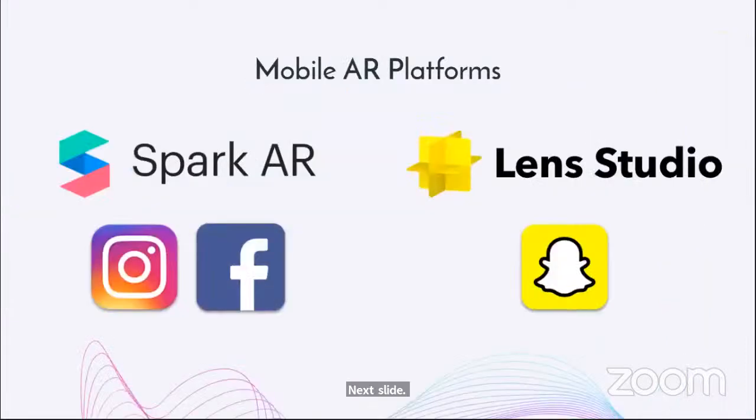The two biggest platforms for creating social mobile AR effects currently are Spark AR and Lens Studio. Spark AR is used to create effects for Instagram and Facebook, whereas Lens Studio is used for Snapchat. And as far as features go, these platforms are becoming more and more similar every day. They both offer a variety of face, hand, body, and object tracking.